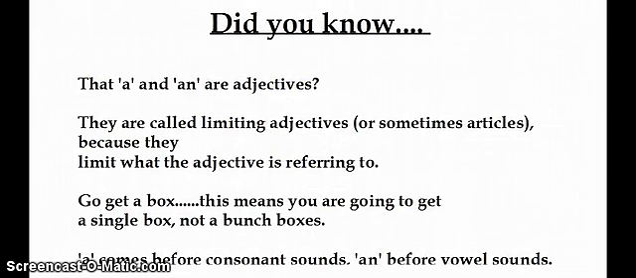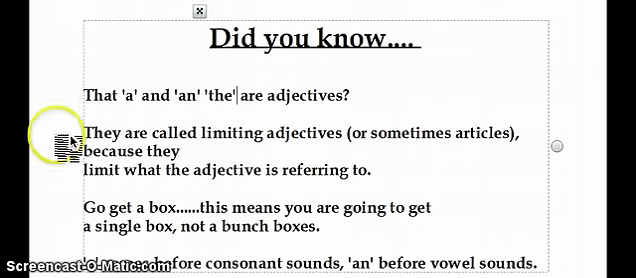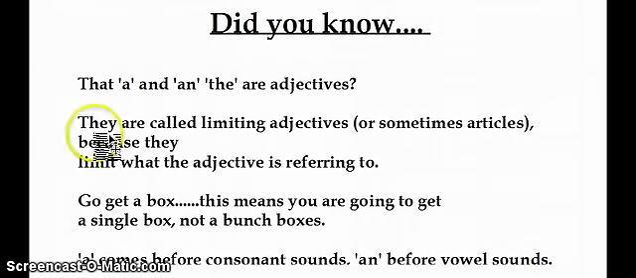So moving on, a and an, and even the, I should add the in here. A, an, and the. Add it right now. A, an, and the are adjectives, because they're limiting adjectives, or they're articles is sometimes what they're called, because they limit whatever the adjective is talking about. So for instance, if I say go get a box, that means you're getting a single box or a particular box. You're not getting a whole bunch of boxes.